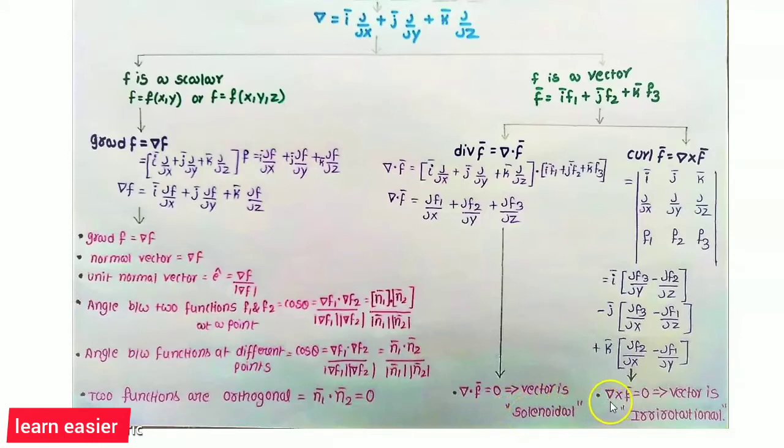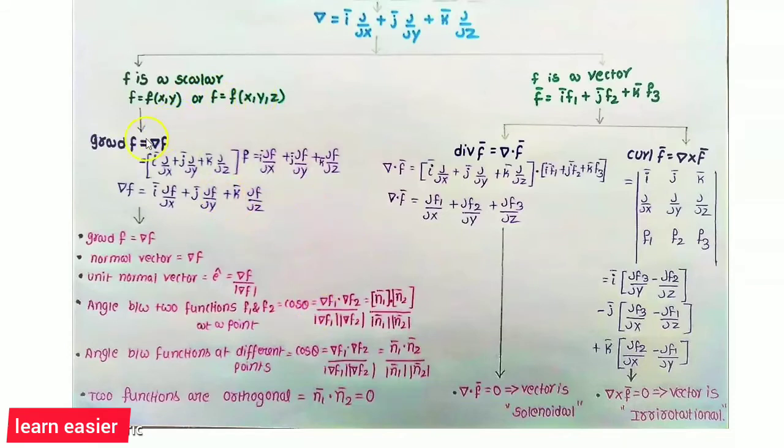And we move on to curl. When we calculate del cross f bar and get the answer 0, then that vector is irrotational. If we do not get 0, or we get any answer which is not equal to 0, then that vector is not an irrotational vector. So here are the two conditions when we have del dot f bar and del cross f bar. If del dot f bar is 0, then that vector is solenoidal, and when del cross f bar is 0, then that vector is irrotational. These are the basic problems that we can get in these concepts.